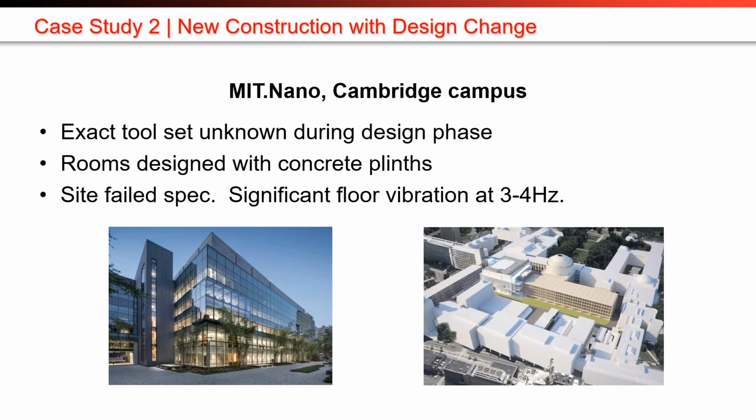And the problem that they ran into was that the building had much higher levels of vibration at a critical range, 3 to 4 hertz, than they had expected. And so the building failed to meet, by a fairly wide margin, the tool specifications, which were in some cases VC-F and VC-G.